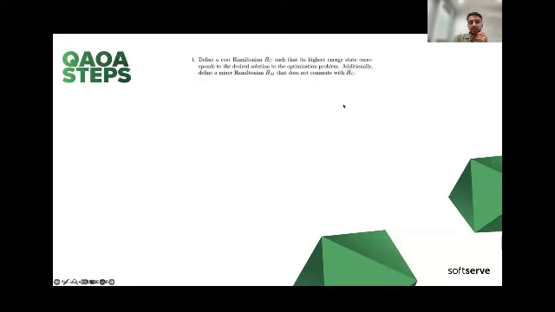So the steps of QAOA are as follows. Define a cost Hamiltonian so that its highest energy corresponds to the desired solution, and define a mixer that does not commute with this cost Hamiltonian. This is written like this, for example, in the case of max cut. If it was a weighted max cut, it would have weights. In this case, this is just 1.